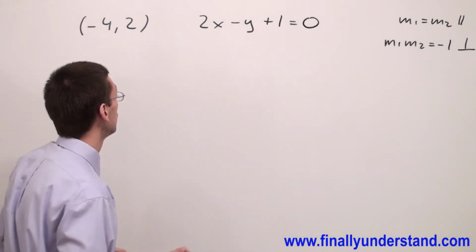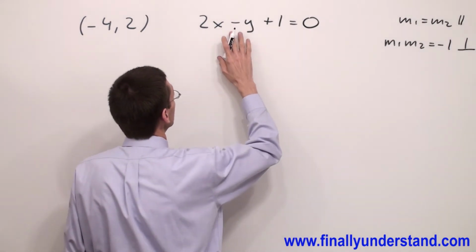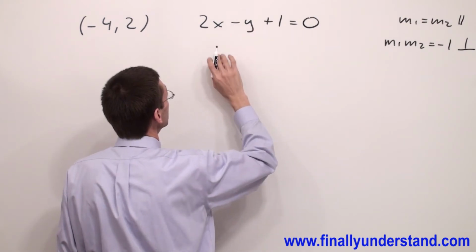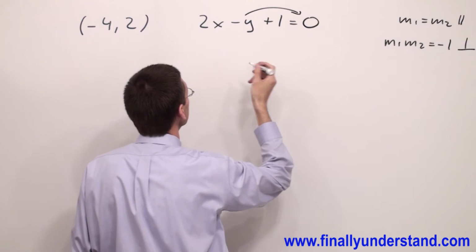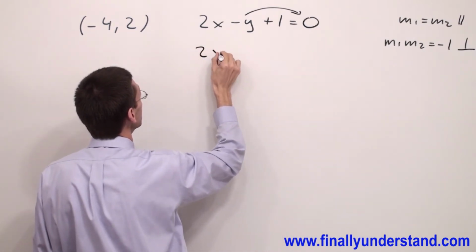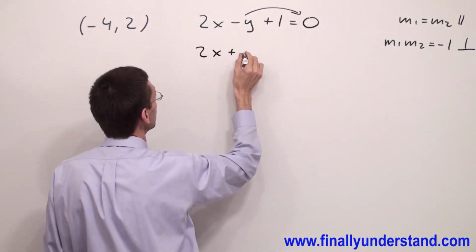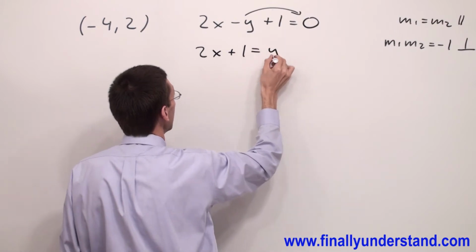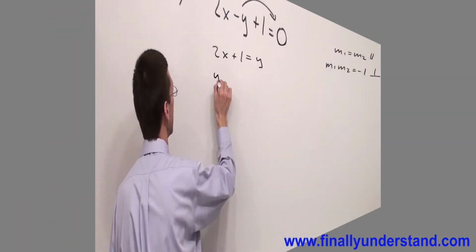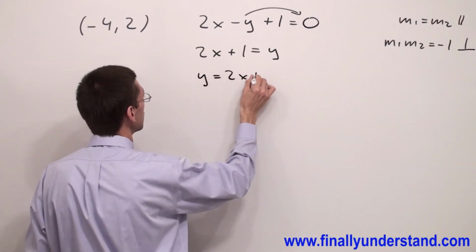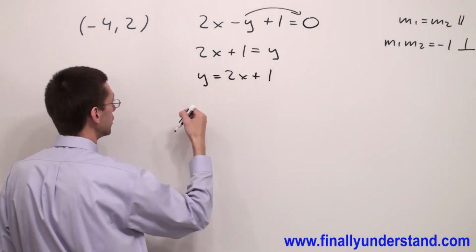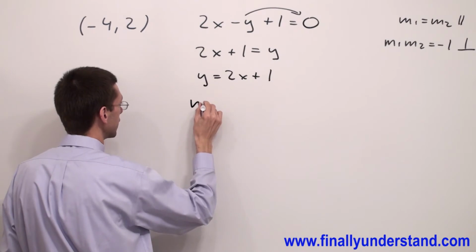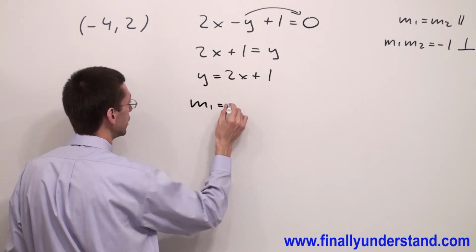Okay, so because my y is negative, I'm going to bring this to the right side in order to make it positive, and I'm going to have 2x plus 1 is equal y. I can rewrite this as y is equal 2x plus 1. The coefficient of x is my slope, so I can say that m1 is equal 2.